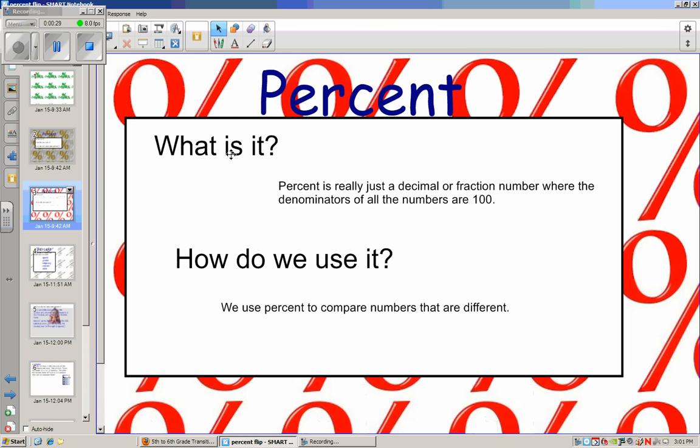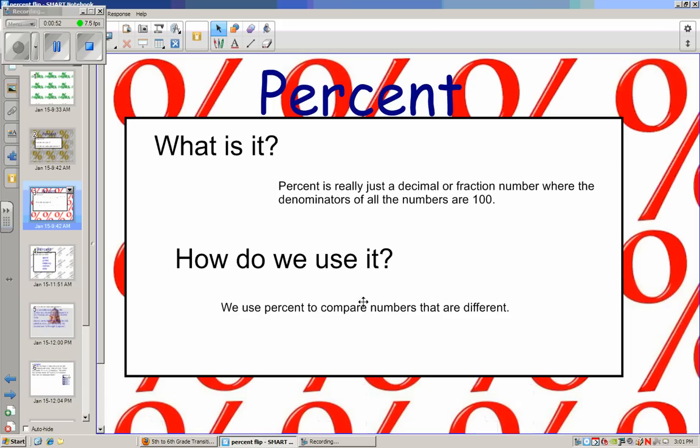So, first of all, what is it? Percent is really just a decimal or fraction number where the denominators of all the numbers are 100. So what we mean by that is in order to be able to compare two numbers, we're going to make sure the denominators get to 100. And one way we can do this is by finding their percent. In fact, the Latin of percent means out of 100.